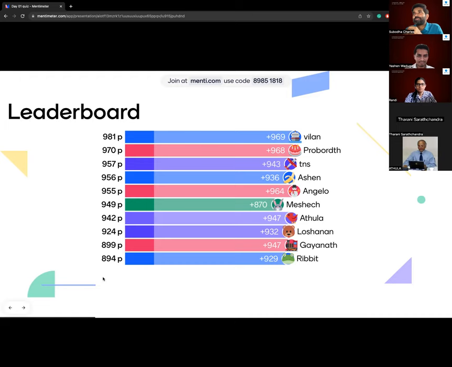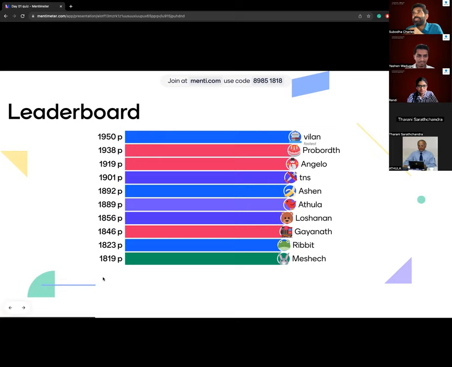Here is our leaderboard. We have Vilan. It sounded like Vilan. We are into cyber security, so I was thinking it's a pseudonym or something like that. No, I hope you are the good guy. Anyway, so Vilan is leading the pack right now. Let's see whether Vilan can hold on to the leadership position in the next few questions as well. Next question.